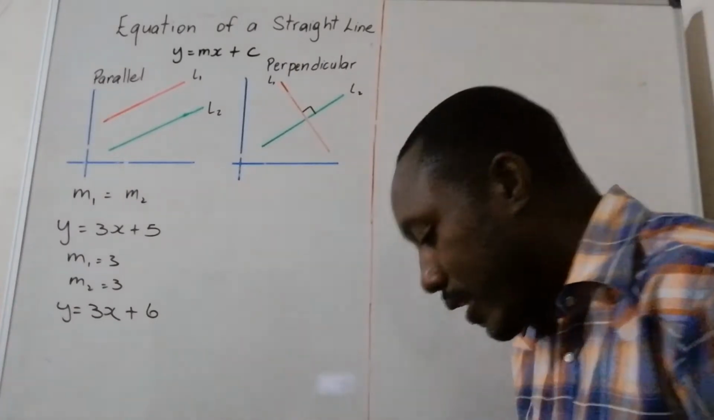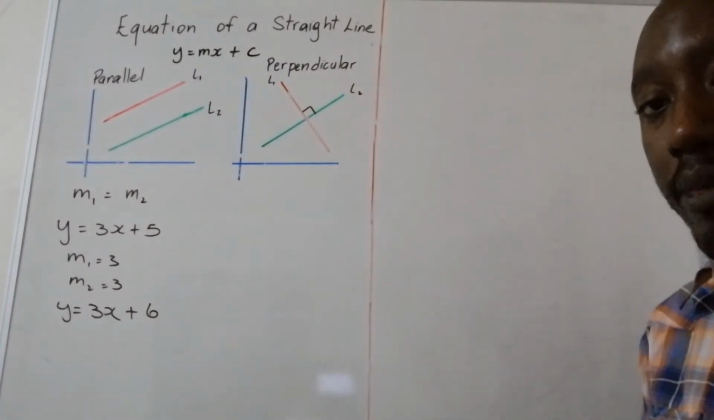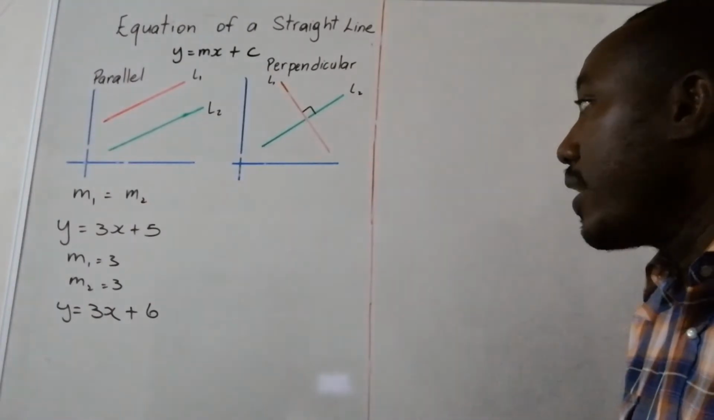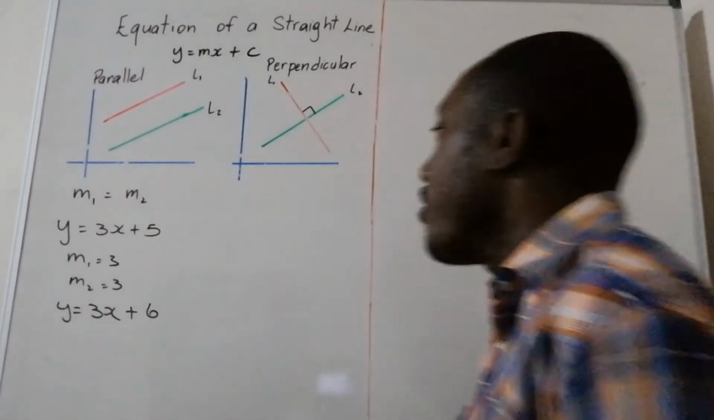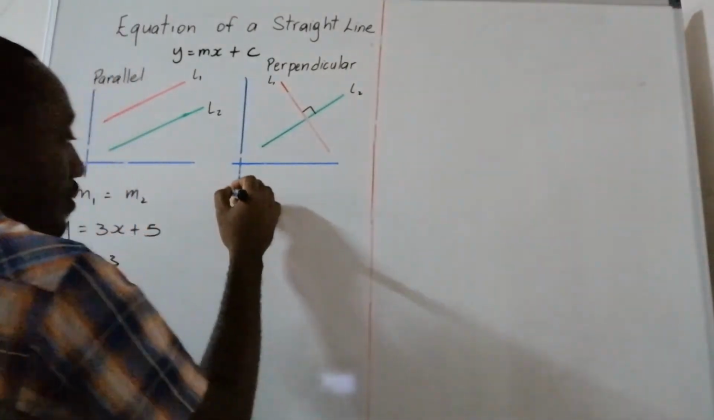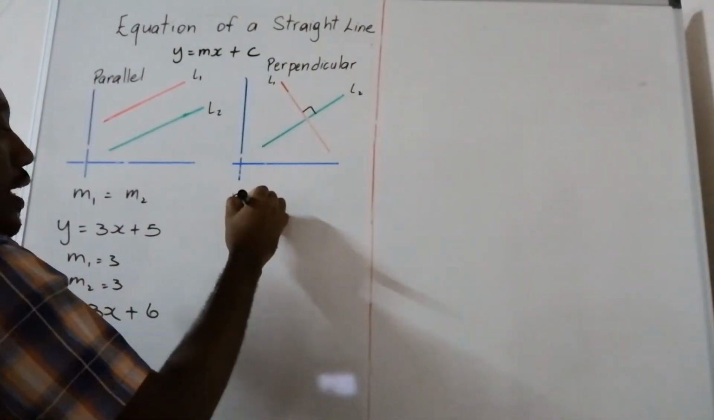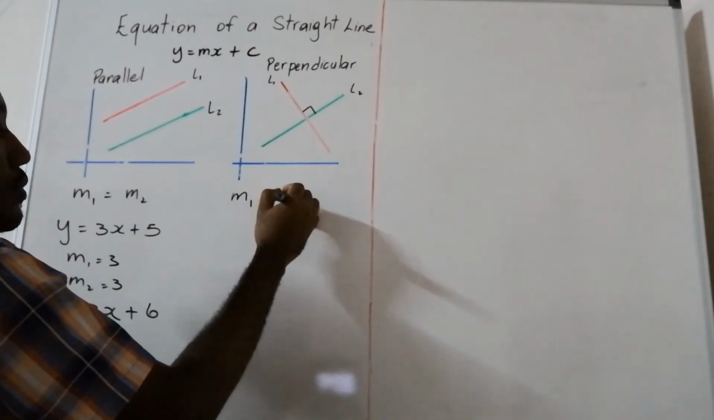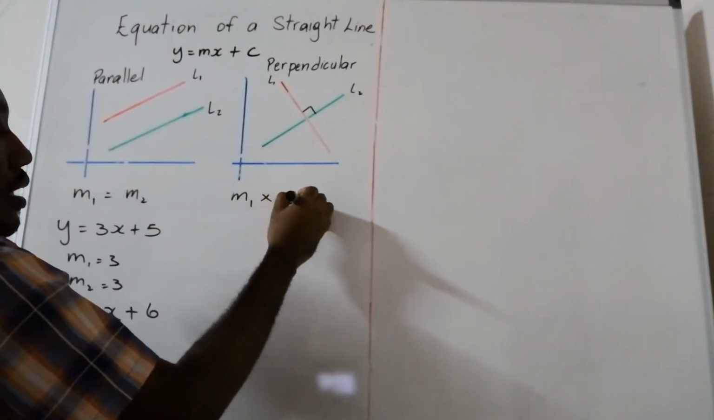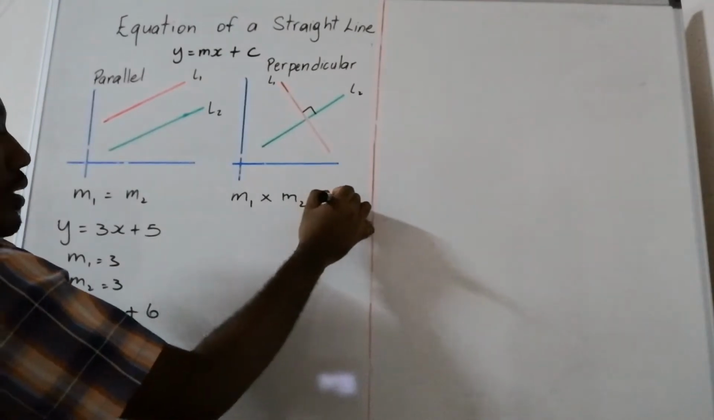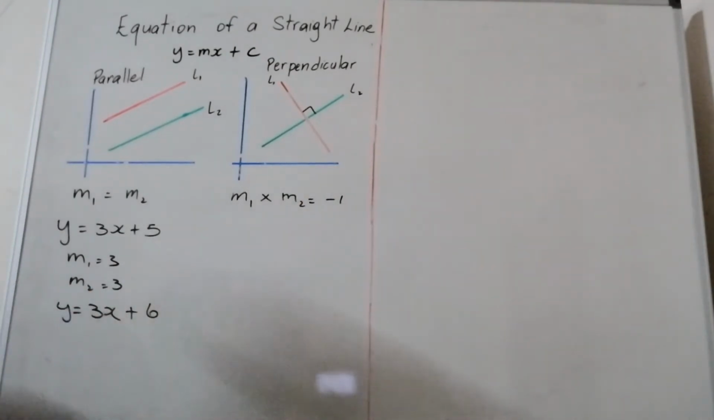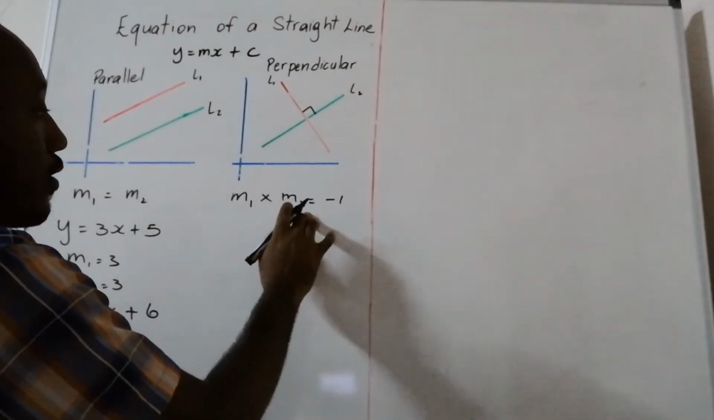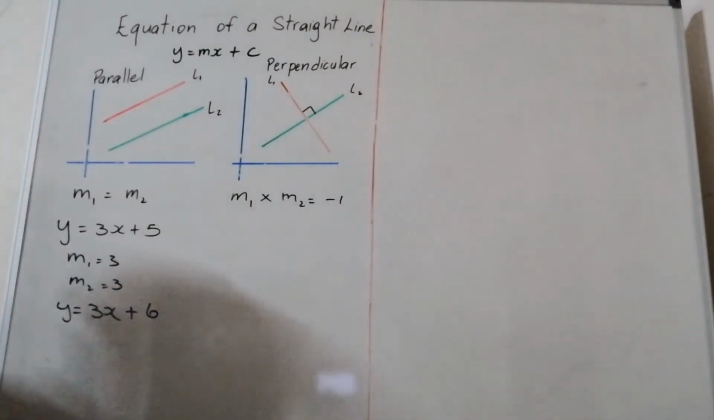Now here, when two lines are perpendicular to each other, the gradient of line 1 multiplied by the gradient of line 2 will always be equal to negative 1. So the product of the two gradients will always be negative 1.